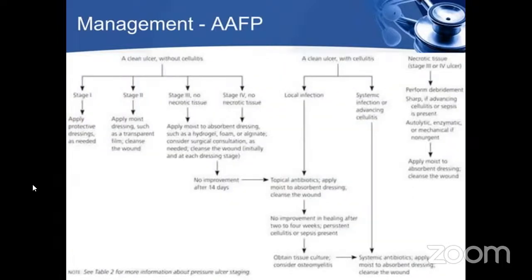Here is the management according to the AAFP. Look at the wound or ulcer: whether it is clean without cellulitis, clean with cellulitis, or there is necrotic tissue. For a clean ulcer without cellulitis, in stage 1, we will apply only a protective dressing whenever needed. In stage 2, apply a moist dressing such as transparent film and clean the wound. In stage 3 or stage 4 with no necrotic tissue, we will apply a moist absorbent dressing such as hydrogel, foam, or alginate, consider surgical consultation whenever needed, and clean the wound at each dressing change.